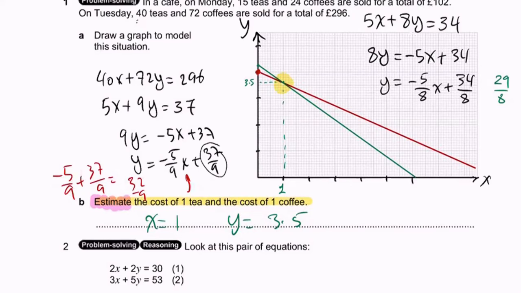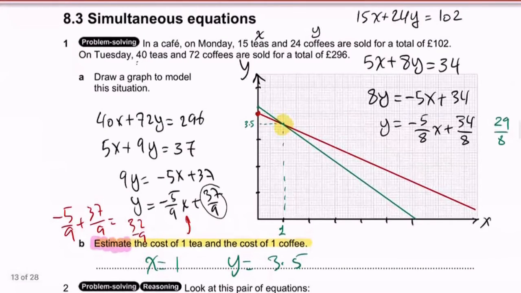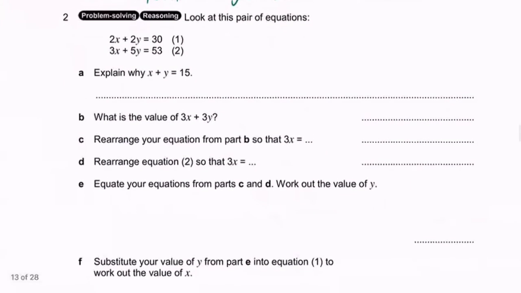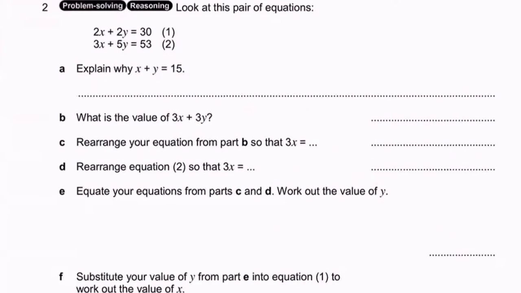Does that mean that 1 tea is 1 pound and then 1 coffee is 3.5 pounds? Yes. Okay, thank you. Okay, let's see number 2.